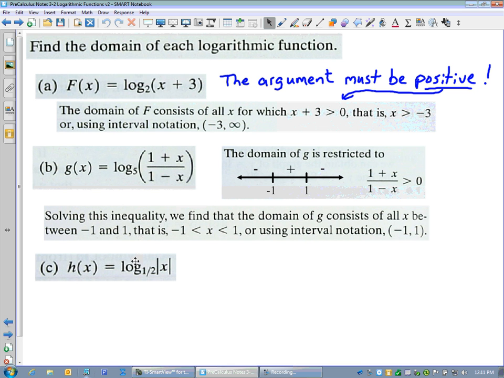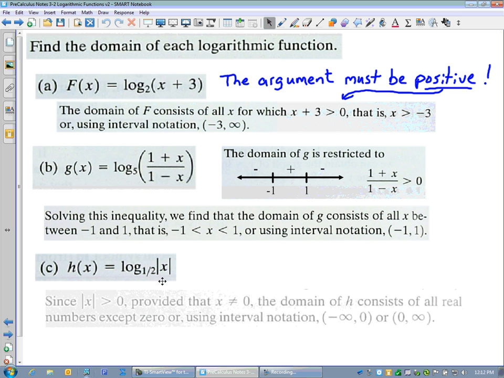All right, looking at the final one, we have log base 1/2 of the absolute value of x. And you might be thinking to yourself, well, that should be any number, because no matter what you plug in, you're always going to get back something positive. Well, not quite. If you plug in any negative number, you'll get back something positive. If you plug in a positive number, you'll get back something positive. But if you put in 0, then you're just going to get back 0, because the absolute value of 0 is 0.